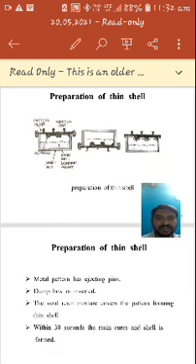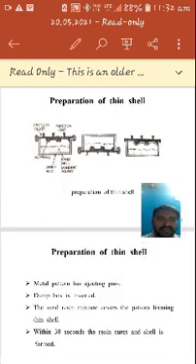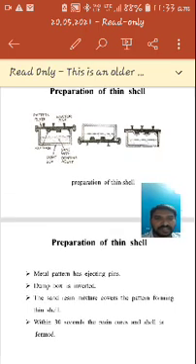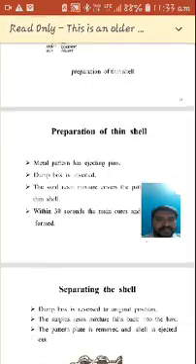The first one is the metal plate base, then it will be inverted. The resin will drop down onto the metal pattern, so it forms the shell within 30 seconds. After forming the shell, the dump box will be reversed, brought back to its initial position. So within 30 seconds it will form the thin shell.